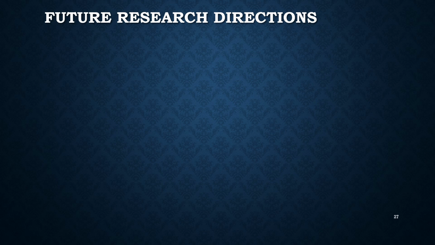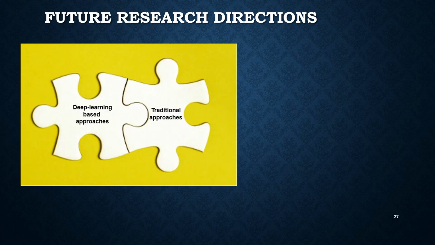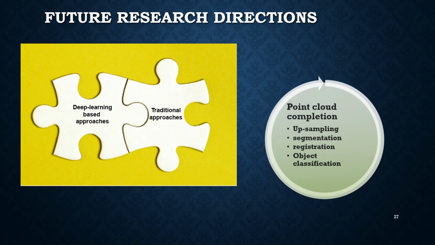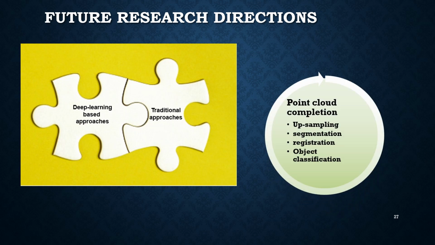After identifying the different challenges in the field and techniques being used to address them, we point out certain potential research directions. In terms of technique, we observe that traditional and deep learning based approaches have complementary advantages and disadvantages. Therefore, we advise the use of the two approaches simultaneously. The field can also benefit from new research that combines completion with assistive tasks like upsampling, segmentation, and object classification.